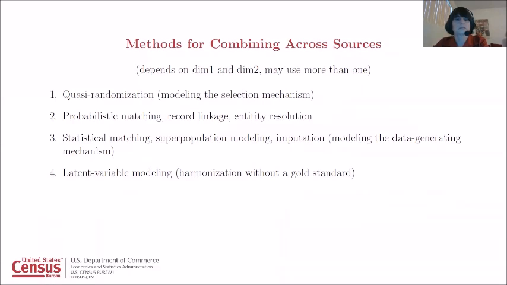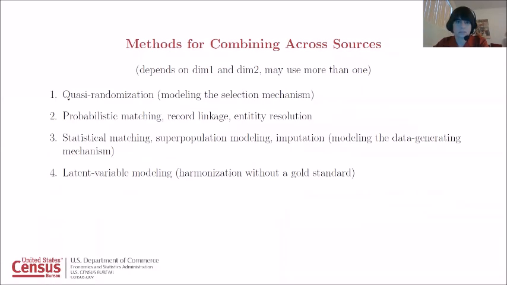You can have a situation where the units that you're linking together do not represent the same entities in the population. It's what we call statistical matching. It's just that they're similar, but not the same unit. Or you can do things like that more explicitly with superpopulation modeling and imputation. And all of these are attempts to model the data generating mechanism as opposed to the selection mechanism.